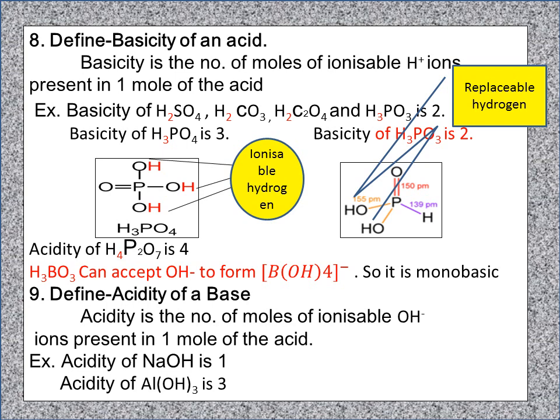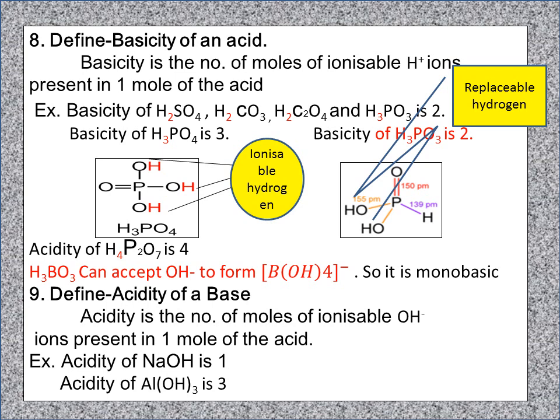The same way, carbonic acid H2CO3 has 2 hydrogen atoms, and oxalic acid H2C2O4 also has 2 hydrogen atoms. So the basicity is 2. But if you go for H3PO3, which is phosphorus acid, there the basicity we give is 2. The reason is you can see in the second picture that one of the hydrogen atoms is directly linked to phosphorus, which cannot be replaced. The other 2 hydrogens, which are attached to oxygen, can be replaced or ionized. So the ionizable hydrogen available in H3PO3 is only 2. So, the basicity of H3PO3 is 2.